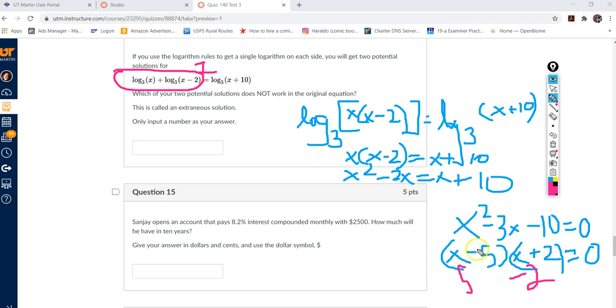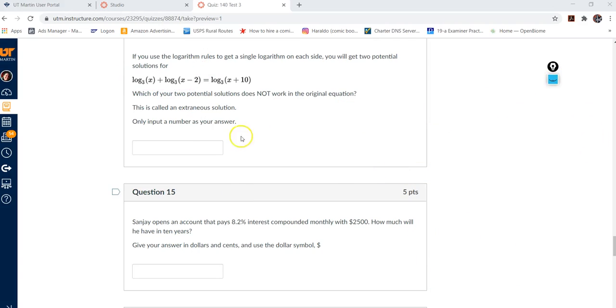Now I have to go back and check these in the original equation. So if x is 5, it checks out here just fine, and 5 minus 2 is positive 3, so it's okay, and 5 plus 10 is positive 15. So this is an actual solution. But now what if x is negative 2? If I plug it in there, I get something negative. So this is not a solution. It does not work in the original equation. It is an extraneous solution, and so we were asked for the extraneous solution. And so my answer is -2.